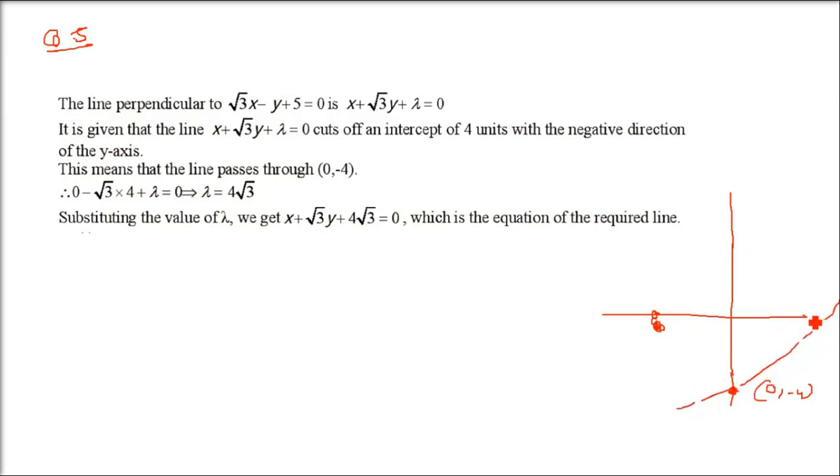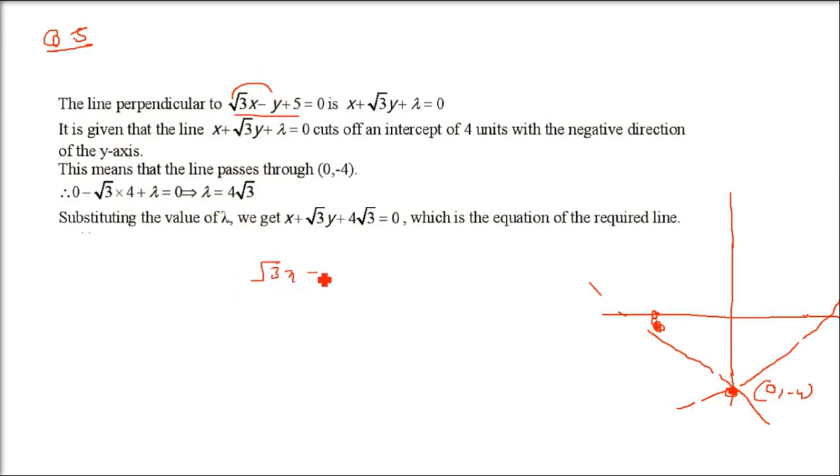Now this line can be anywhere, but one thing I know is that the line we are interested in is passing through (0, minus 4) and it is perpendicular to root 3x minus y plus 5. So what do we have to do? Change the coefficients of x and y and put a minus sign in between.